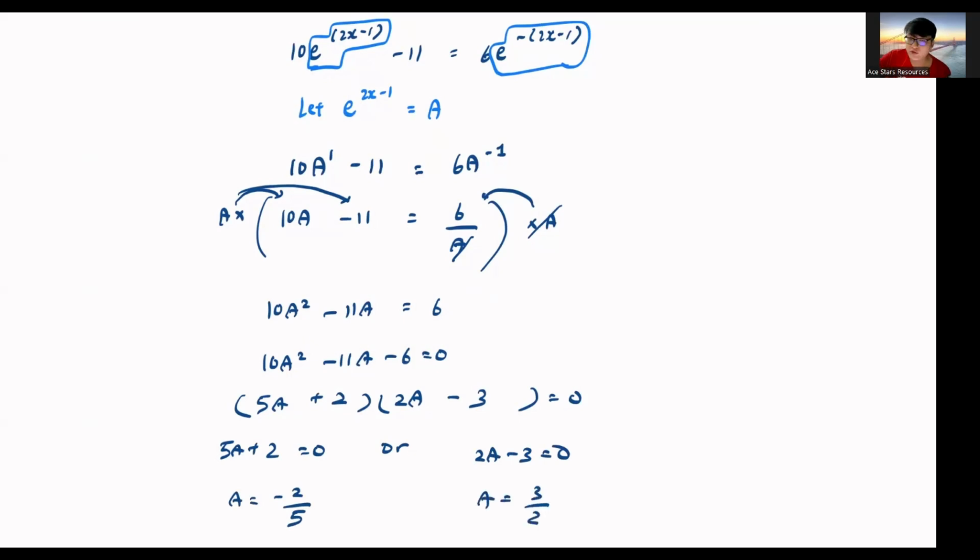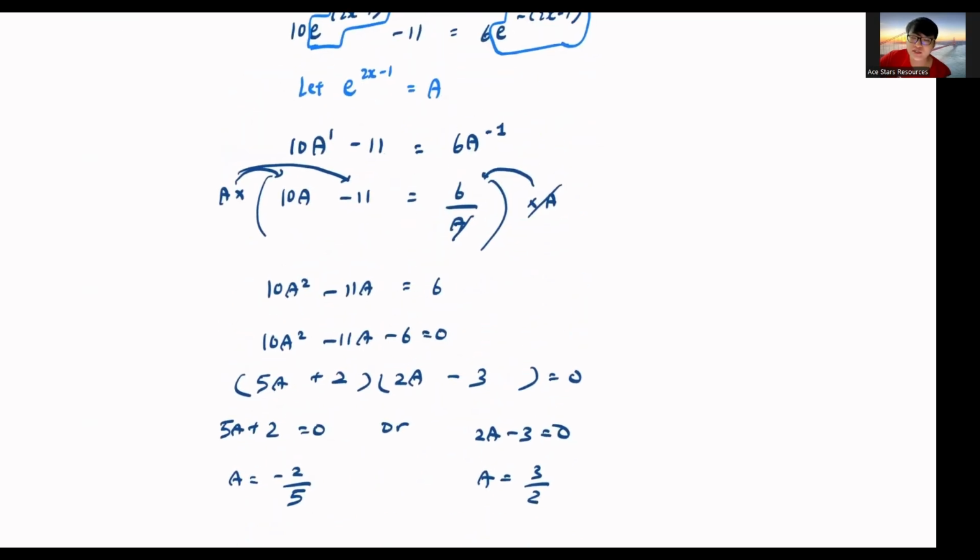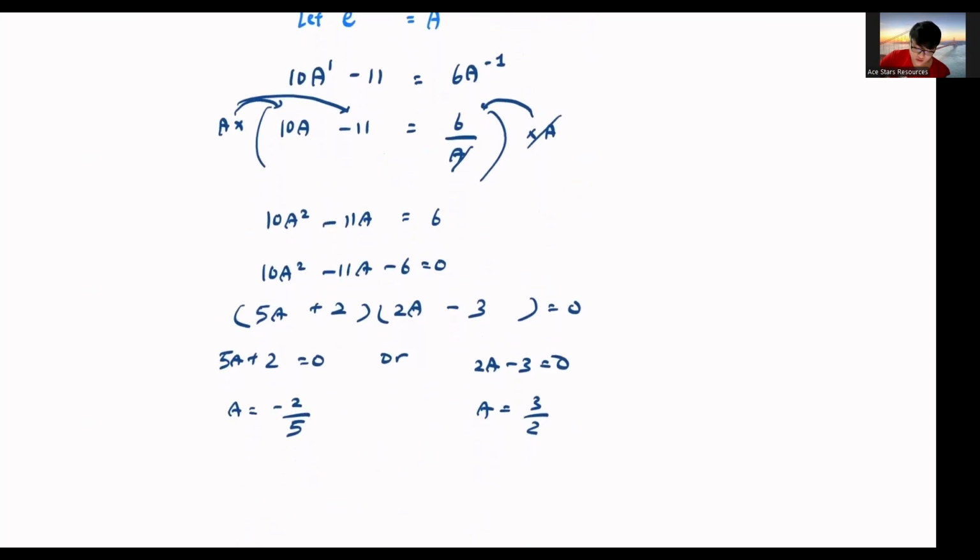There we go. Are we done yet? Of course not. We are just borrowing the identity. a is equal to e to the power 2x minus 1, right? So we have to switch it back. e to the power 2x minus 1 is equal to minus 2 over 5, or e to the power 2x minus 1 is equal to 3 over 2.